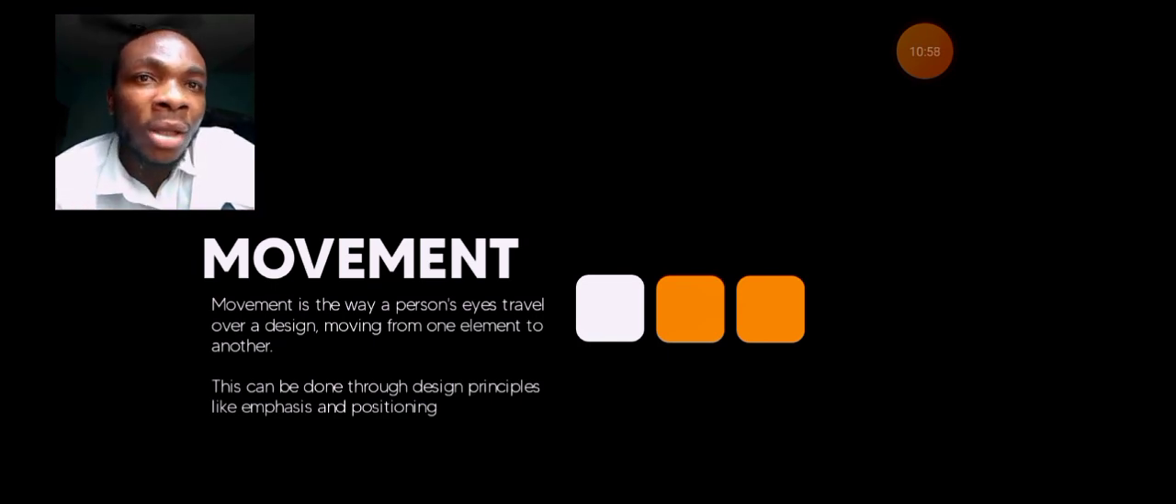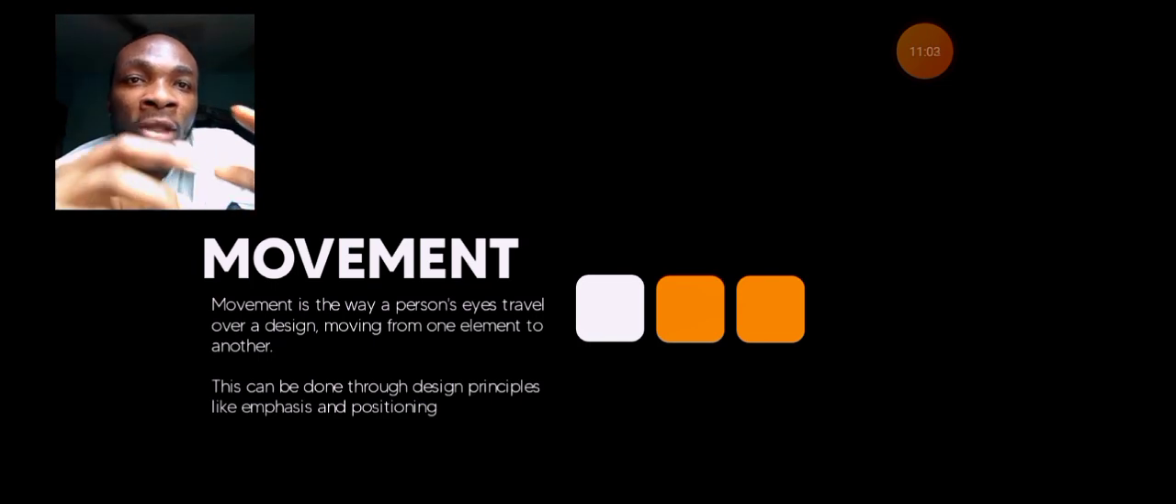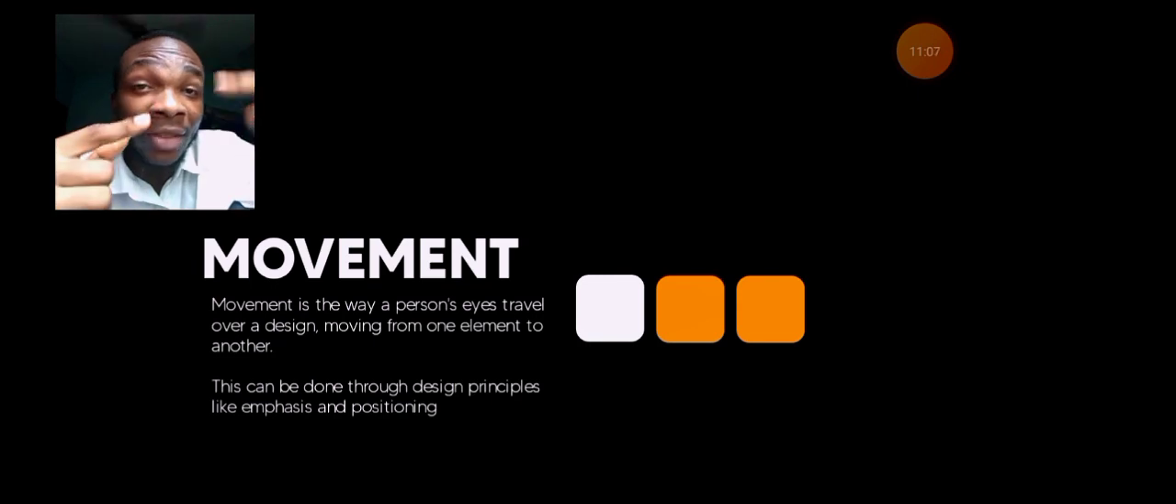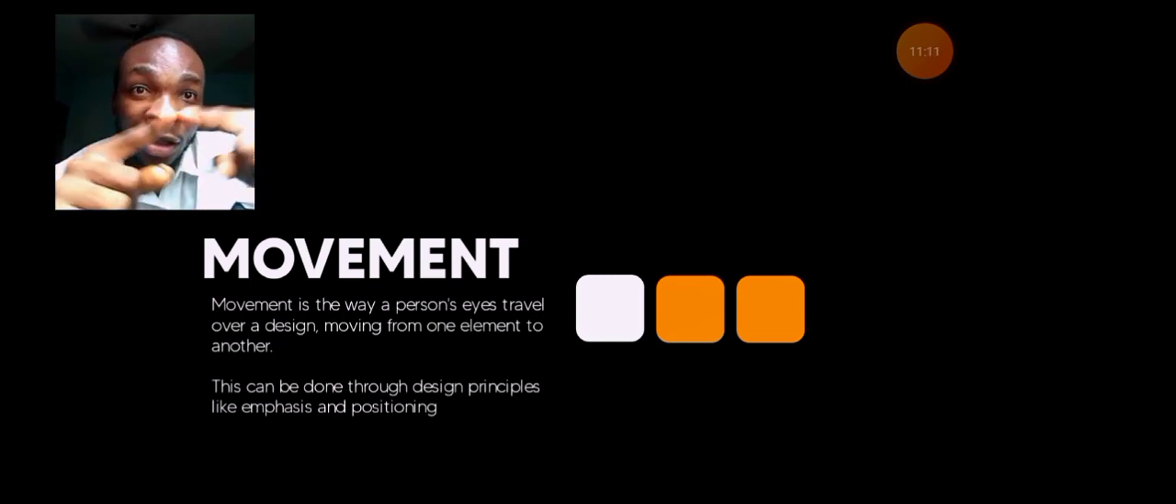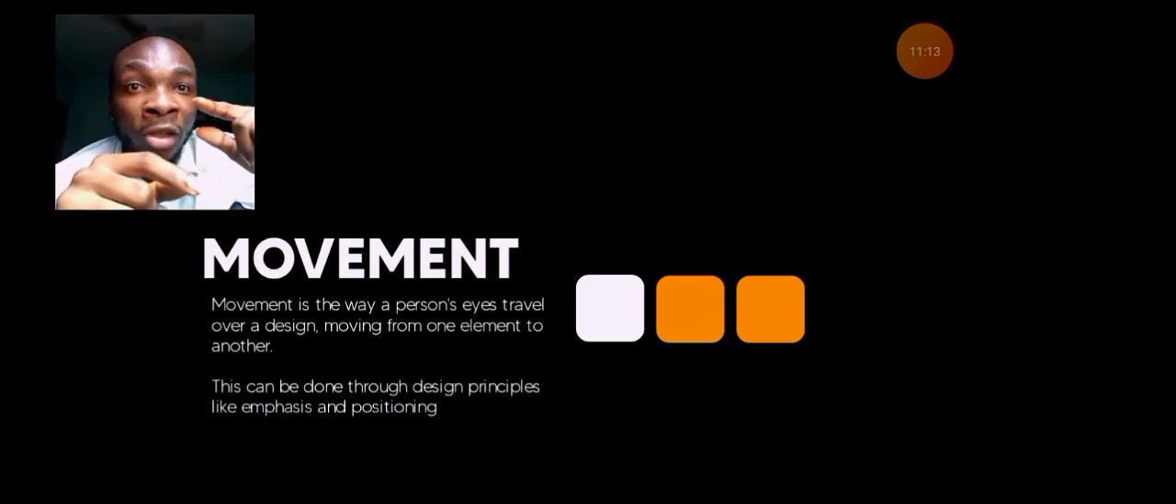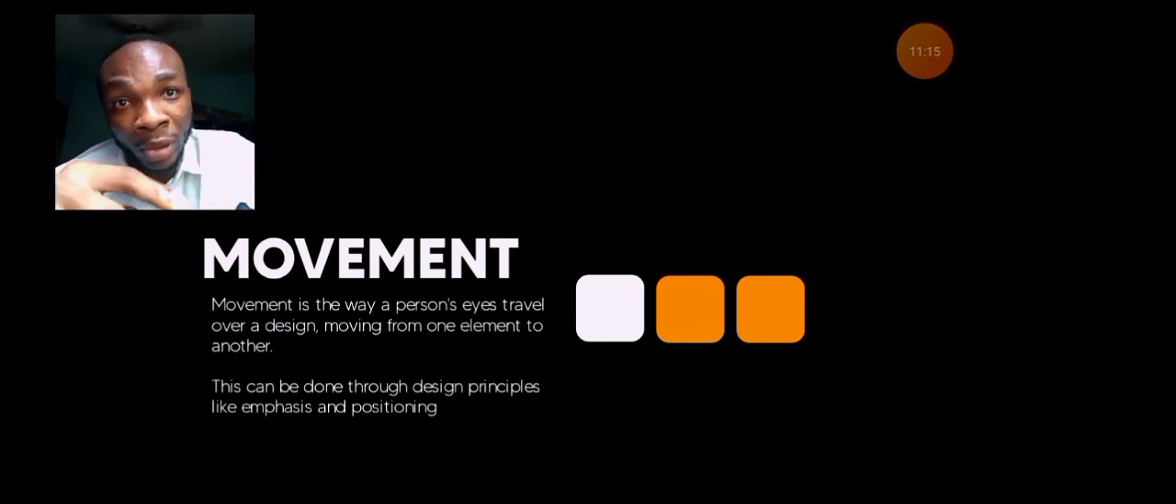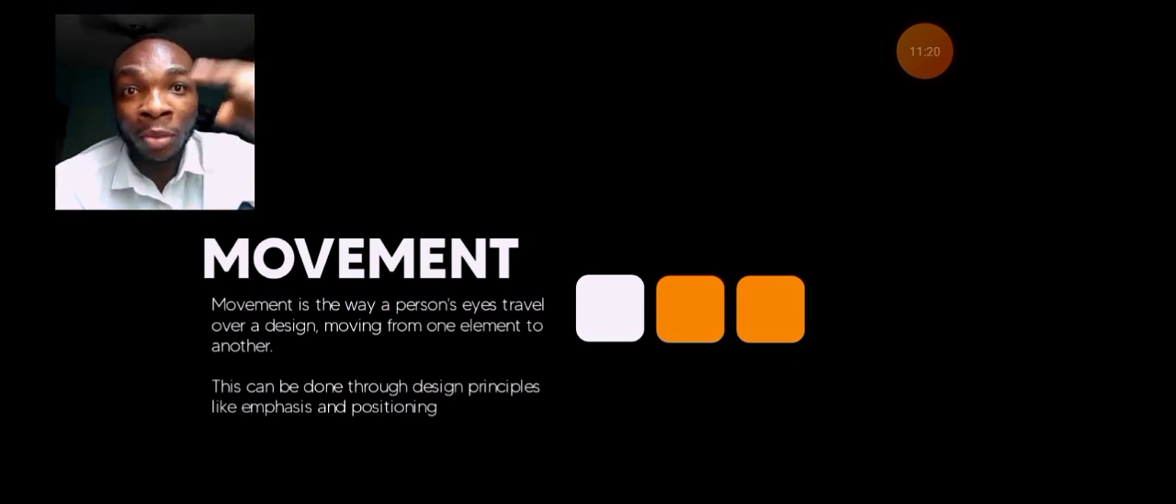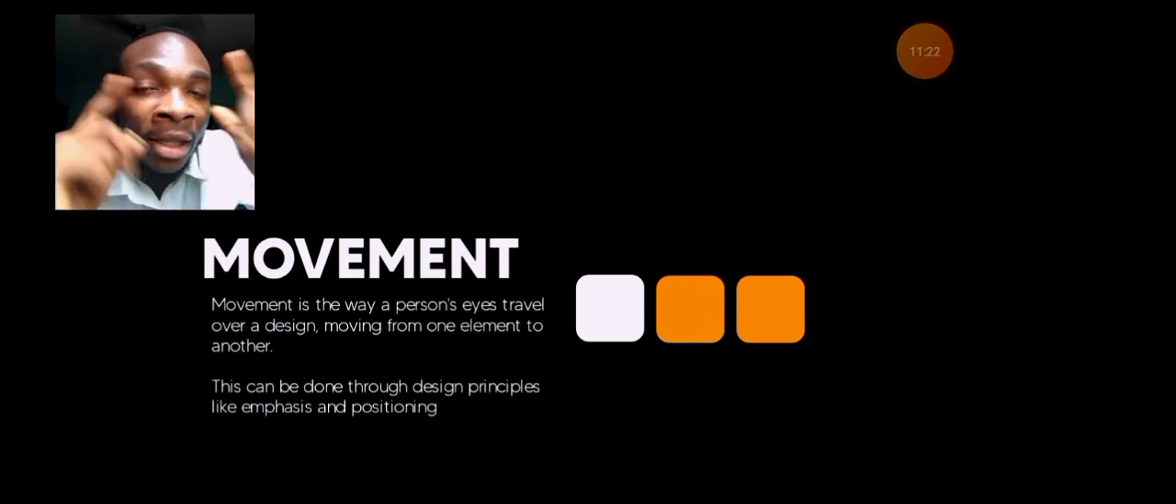So for instance, when you start your design with a big header, you already know that's what the reader is going to see at first. And after the big header, if you put in a subheading, a subtitle, that's what the person is going to look at next. Then if you put in bullet points, that's what the person is going to look at next. So that process is called movement. So you need to be able to observe this in your design.